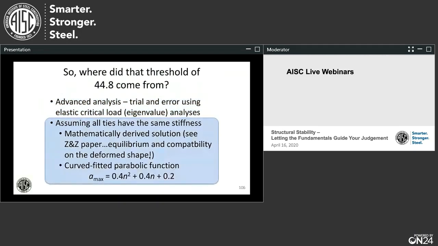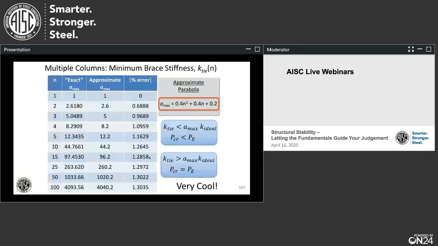But then Constance and I rolled up our sleeves, we ran the math, and amazingly, we were able to fit a very simple curve to what we were saying. And so that's what I'm showing you here. That curve, N is the number of braces in series. And if you want to know how many times you need against the ideal brace stiffness, that's the A. And it's just 0.4 N squared plus 0.4 N plus 0.2.